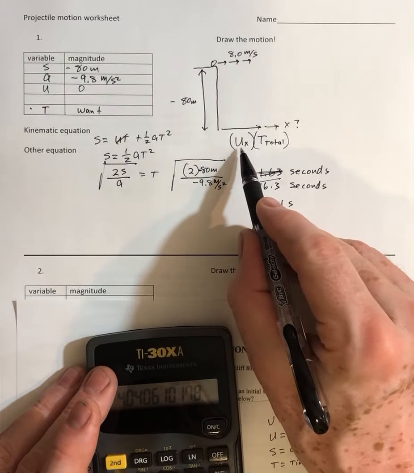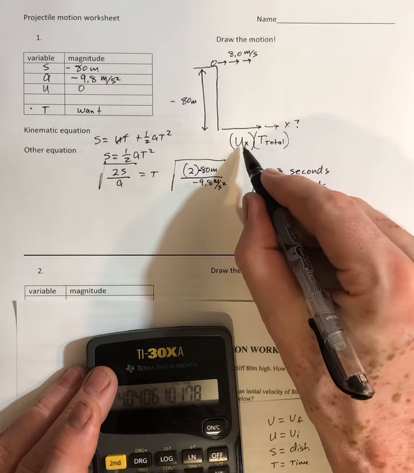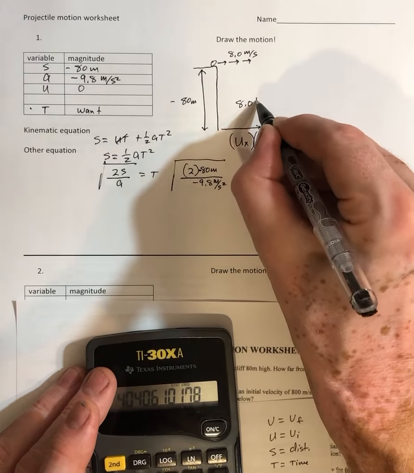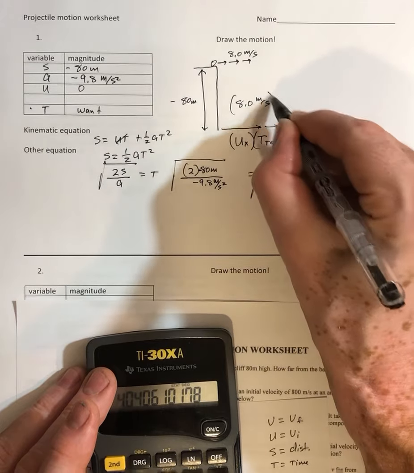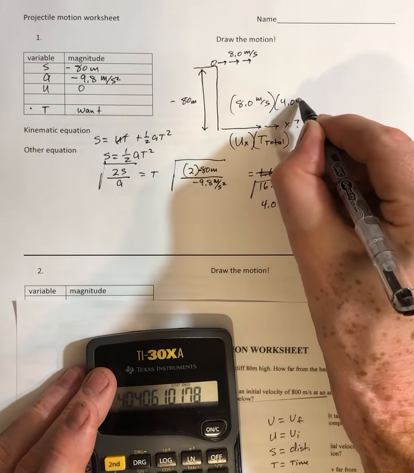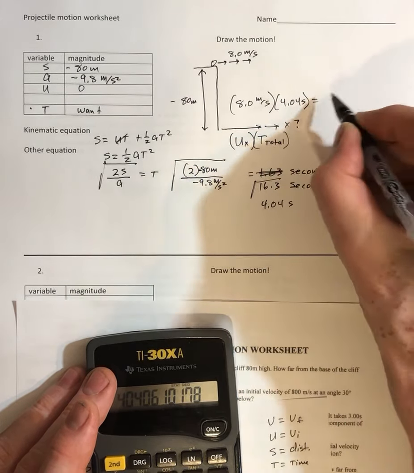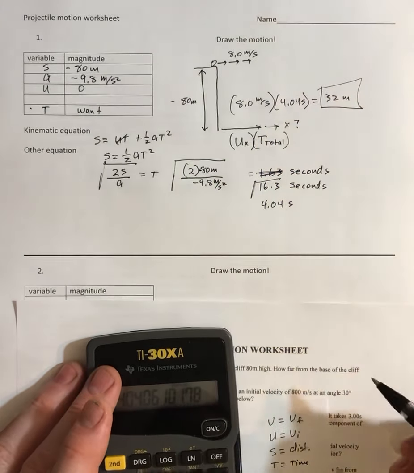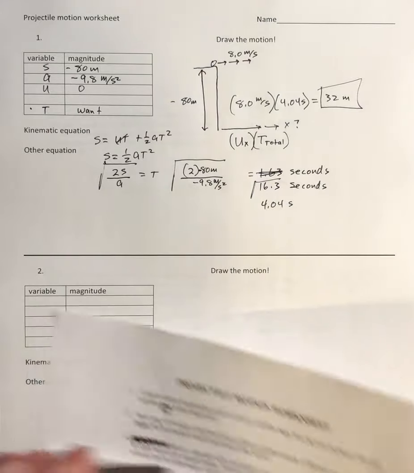So then we'll put that last part into here to get my answer. So my 8 meters per second times 4.04 seconds is equal to 32 meters, okay? All right. That's a relatively straightforward question.